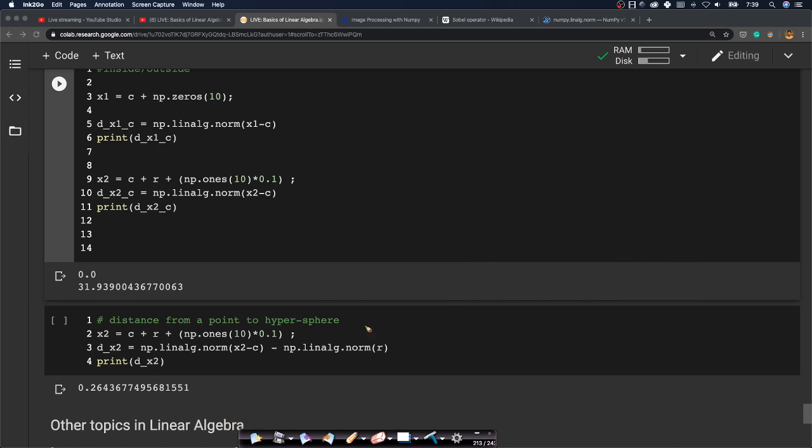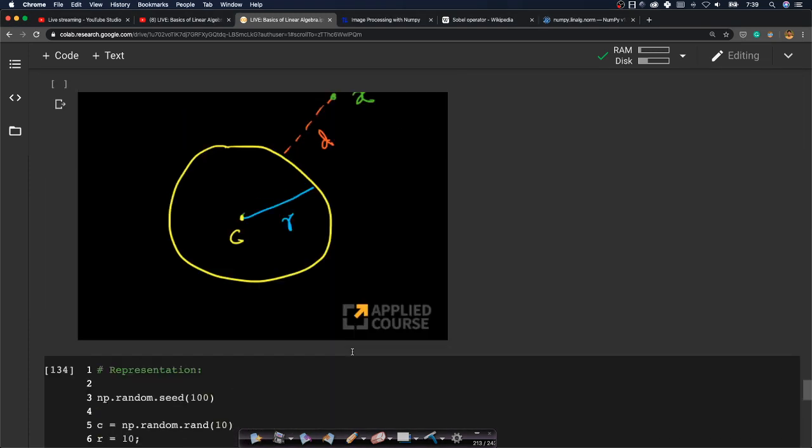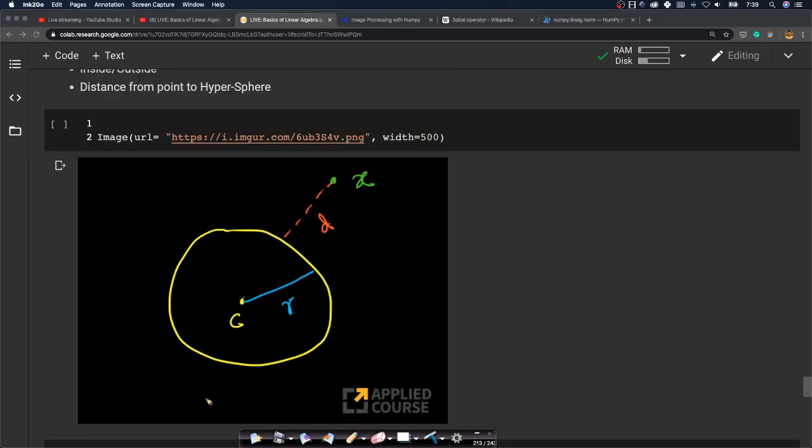Now, how do you find the distance? This is an interesting thing, right? How do you find the distance from a point to a hypersphere? Suppose you are given a hypersphere with center c and radius r. You want to find the shortest distance from point x to the surface of the sphere. So if this distance is d, how do you find this distance d? Again, please understand that this is in d-dimensional space. This is not in 2D. I'm only talking about d-dimensional space because it's easier to generalize.